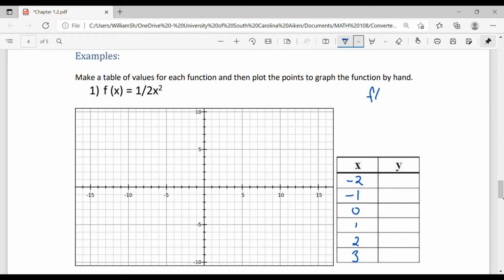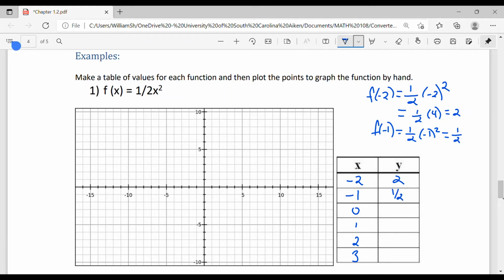values. So f of -2 equals 1/2 times -2 squared. Okay, so -2 squared is 4. 1/2 times 4 is 2. Okay, so let's look at f of -1. Let's see, 1/2 times -1 squared. Well, -1 squared is 1. 1 times 1/2 is 1/2.